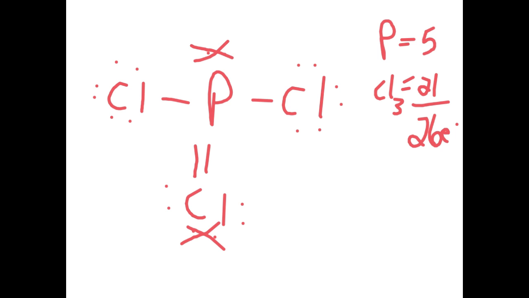So it's just a shortcut. If you're confused about that, then count the electrons. You don't have to try to memorize that. Just count the electrons. 20, 26, 32. 2, 3, 4. 20, 26, 32.